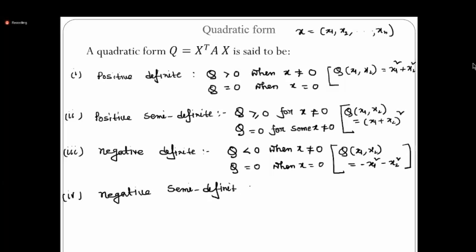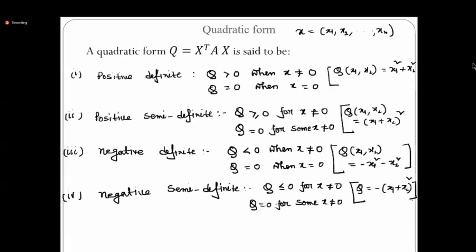Now I hope you have understood how we are going to form that. Q is less than or equal to 0 for x not equal to 0, and Q is equal to 0 for some x not equal to 0. Again, if I ask you for an example, again quite simple: minus (x1 plus x2) whole square. Very good. So you can write down here minus of (x1 plus x2).